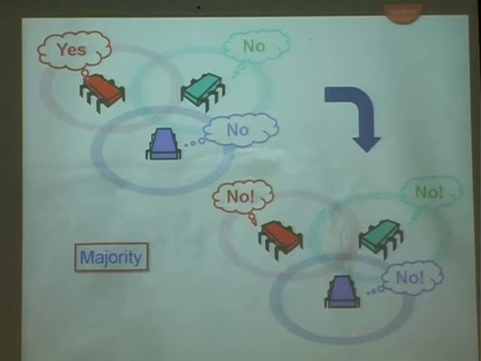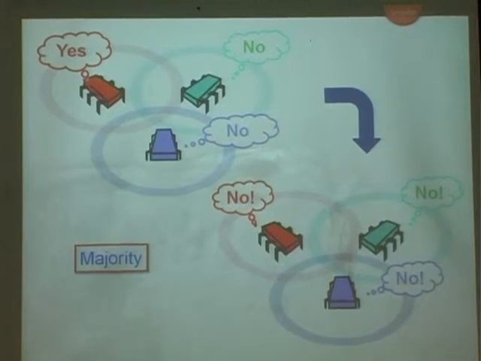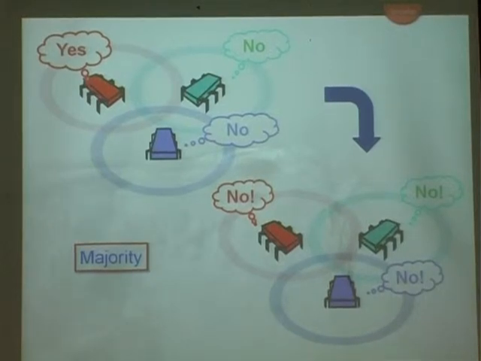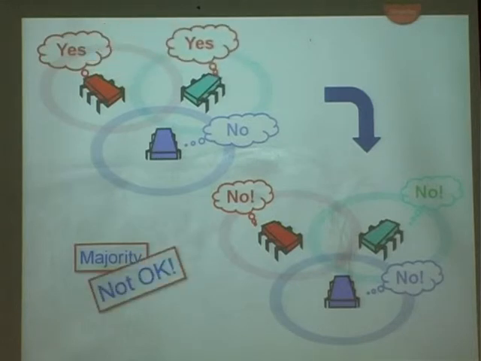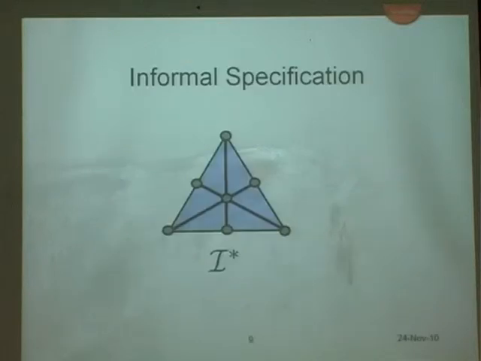And remember, Yoram asked about majority. Majority is not colorless. Here we have a bunch of processes that are voting on something, and then the majority says everybody picks the majority value. And that's not colorless because if you change the inputs, the set of inputs here is the same, but the outputs are not the same.